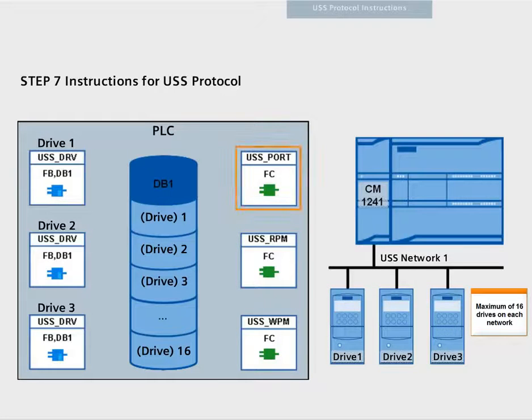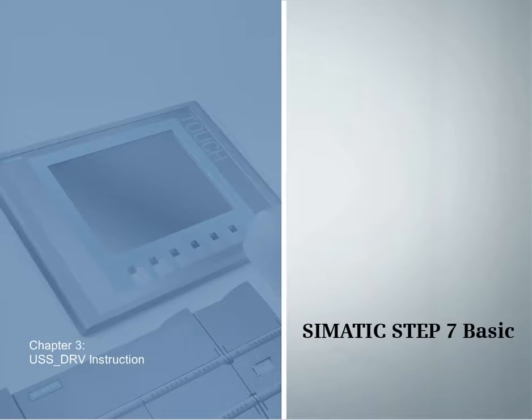The USS port function controls the data transfer between the controller, the communication module, and the drive in the USS network. Only one port function call per communication module is necessary in the program. Each call of this function controls a transfer to or from one single drive. The USS port function must be called frequently enough to prevent drive timeouts. This is why this function is called from an interrupt OB, so that the current data is available for all program functions.